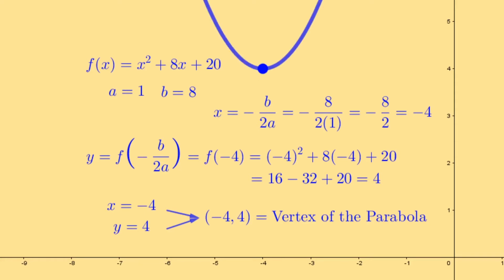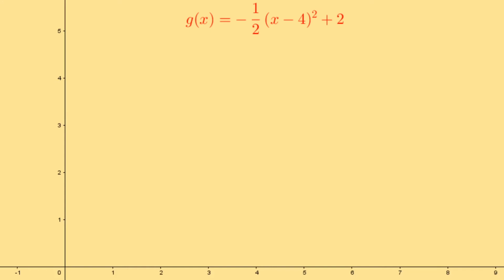Next, let's look at a quadratic function that's in vertex form. Let's consider g of x equals negative 1/2 times the quantity x minus 4 squared, then plus 2. I want to make a note that your x value here is going to be the value of x that makes negative 1/2 times the quantity x minus 4 squared equal to 0, which in this case is 4.